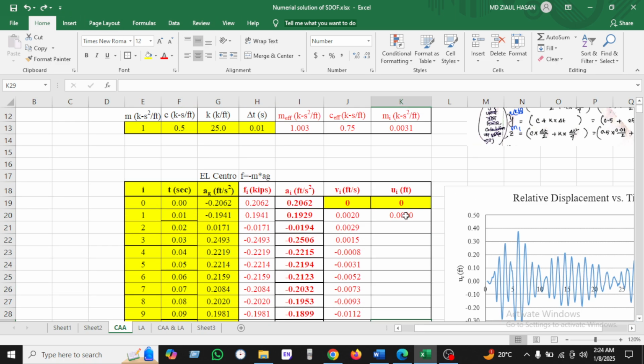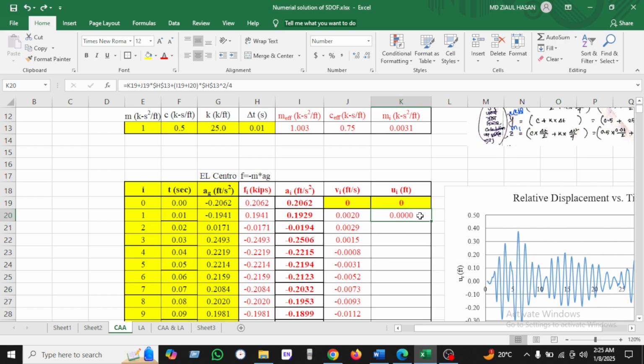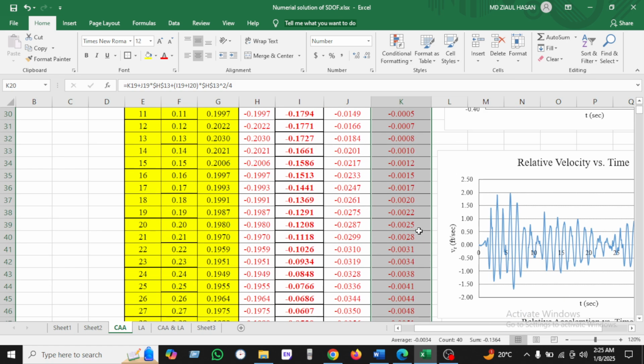And how will we get u2? We calculate u2 by this equation. We know u, the first u, is taken as 0, and the velocity term is taken as 0, plus delta t times ai plus ai into delta t square divided by 4, and we find u2. In this way we will calculate u2 and all these values.